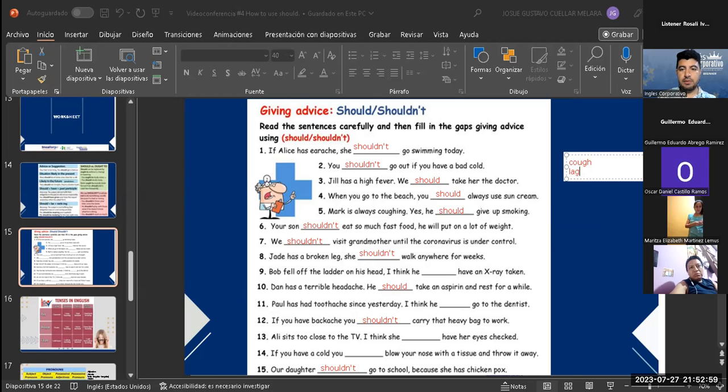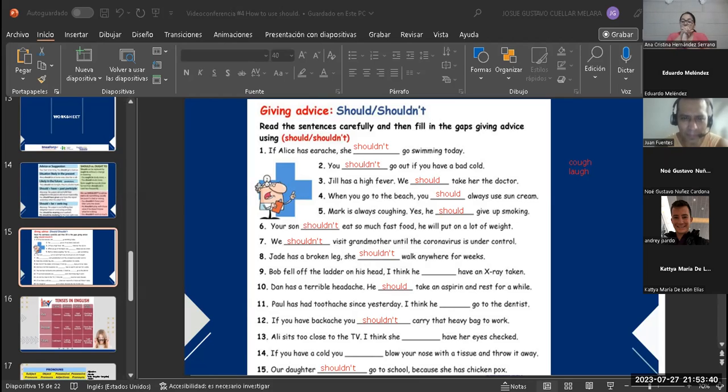La palabra coughing, cuando veamos una G y una H, por ejemplo cough, laugh, va a sonar como una F. Cough significa toser, es como onomatopeico. Escuchen, cough, cough, cough. Y tenemos laugh, es reírse, carcajadas. So, in this case, Mark is always coughing, como decir coffee, pero coughing. He should give up smoking. Él debería darse por vencido. Give up es darse por vencido o parar de fumar. So, yeah, that's it. I don't know if Andre is there to participate.